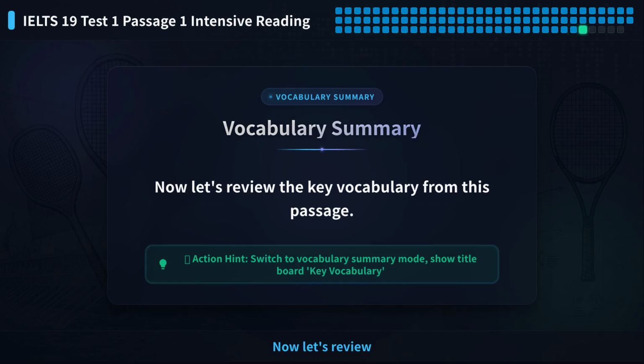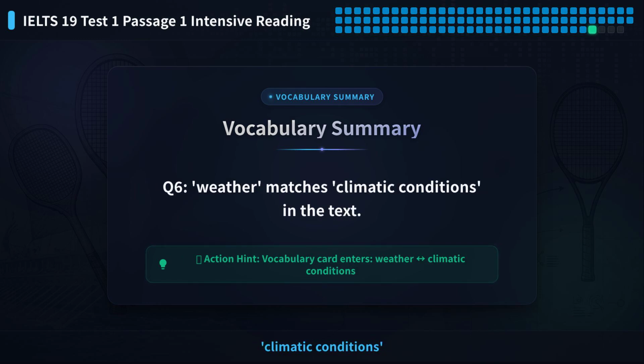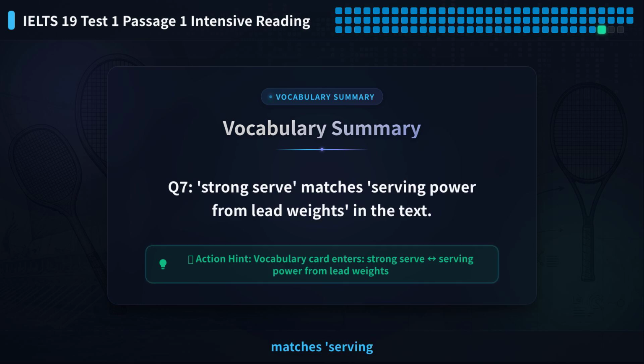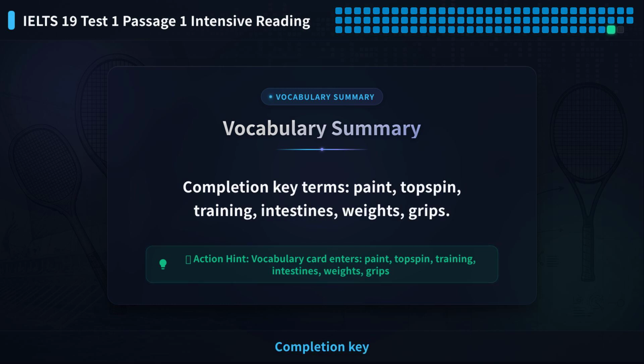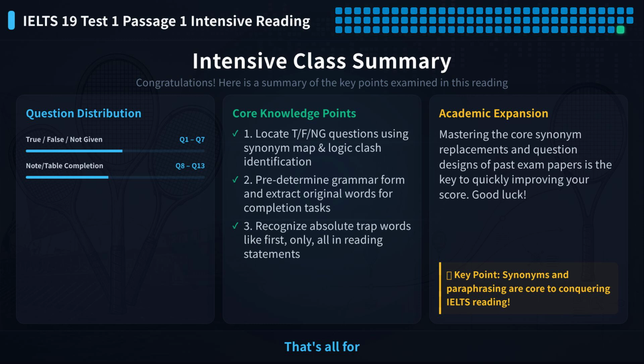Now let's review the key vocabulary from this passage. Q6, weather matches climatic conditions in the text. Q7, strong serve matches serving power from lead weights in the text. Completion key terms: paint, topspin, training, intestines, weights, grips. That's all for the intensive reading of Test 2 Passage 1. Thanks for watching.